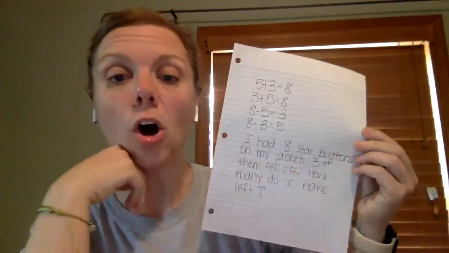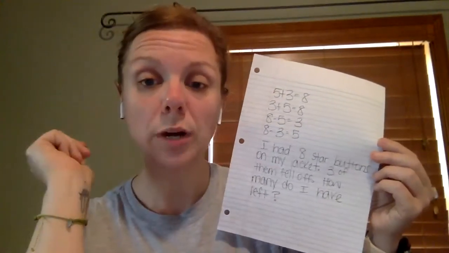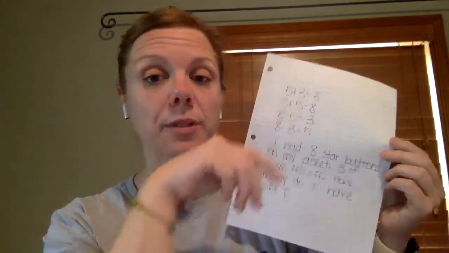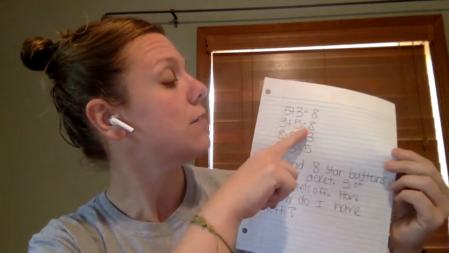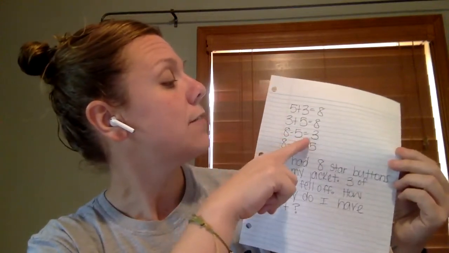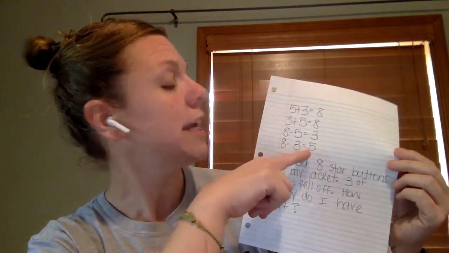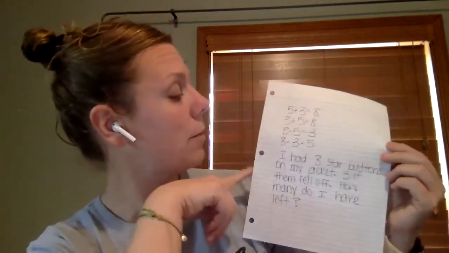The second part of the assignment is to get another piece of paper and to write down all 4 facts in your fact family and to make one story problem out of it. Here's what I did with the number 8. 5 plus 3 equals 8. 3 plus 5 equals 8. 8 minus 5 equals 3. 8 minus 3 equals 5. And here's my story problem.